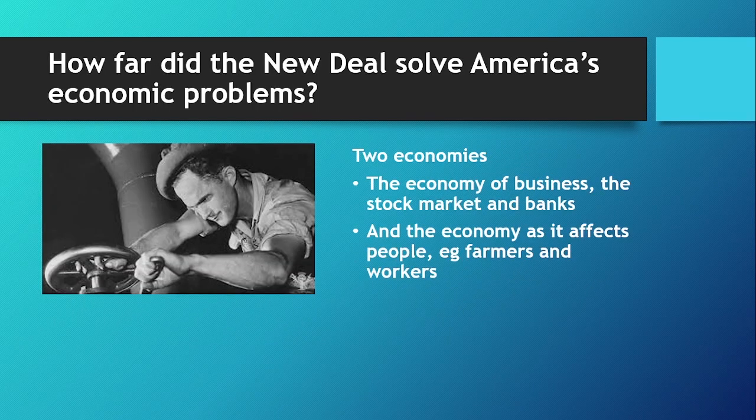Now let's take a more specific question, which helps your structure. How far did the New Deal solve America's economic problems? I would focus on two sets of problems, and actually on two economies. The economy of unregulated companies, for example the trusts, the unregulated stock market, and unregulated banks, and the economy as it affects people, paying mortgages or rent, affording food and other basic needs.